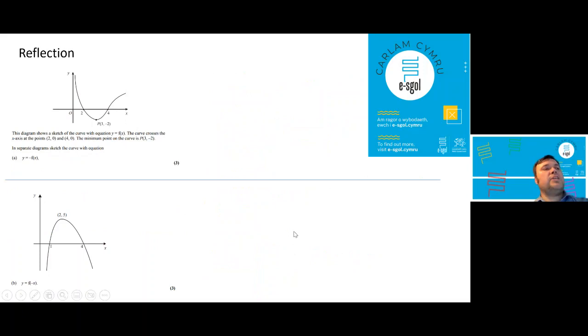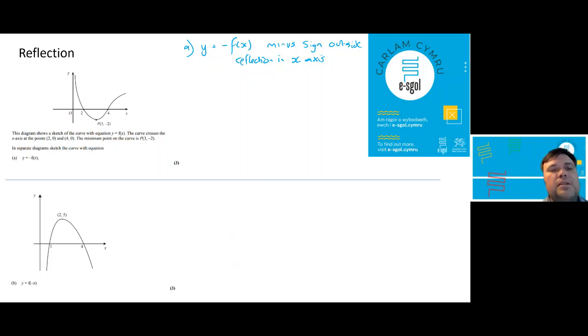Next one is reflection. So there are two types of reflection. The first one is the minus sign is multiplied by the whole function. So then this reflection is a reflection in the x-axis. So if we have y equals minus f of x, minus sign outside, reflection in x-axis. So what it means is the x-axis is the mirror line.